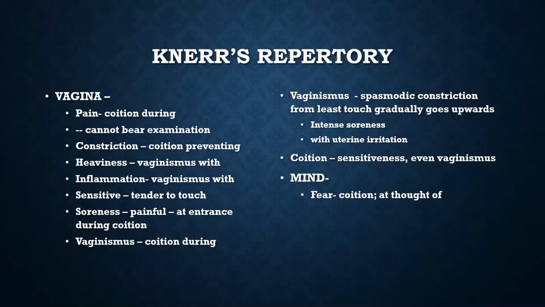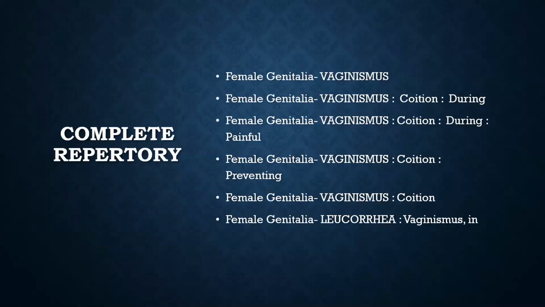Now, coition, sensitiveness, even vaginismus, mind, fearful, coition at the thought of. So this is what you get in the repertory. Same as in the case of Complete repertory. In Complete repertory, there is one separate symptom, that is a rubric, female genitalia, leukorrhea, vaginismus in. Now, this is a little different from the other repertories. Female genitalia, leukorrhea, vaginismus in.